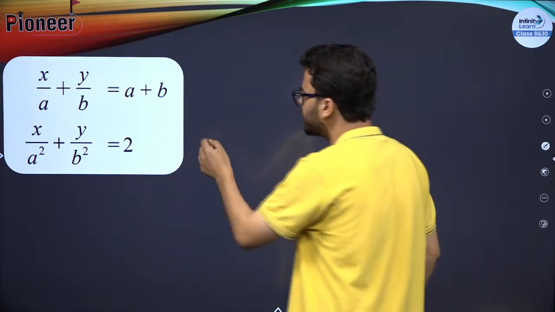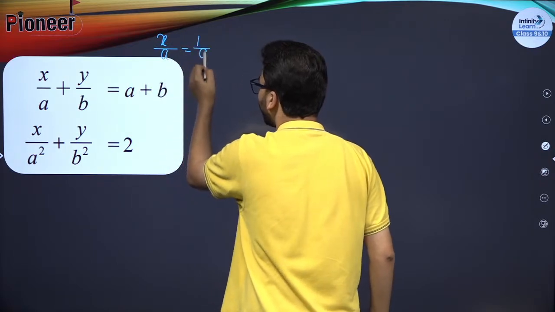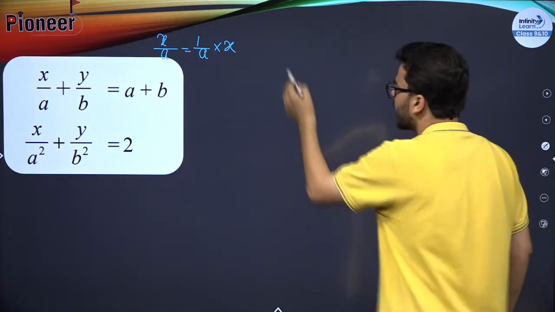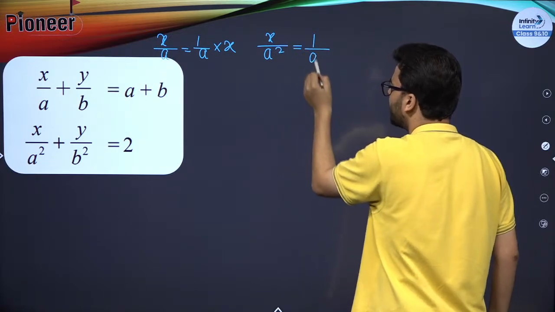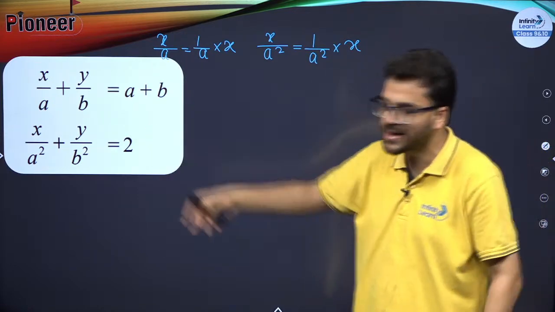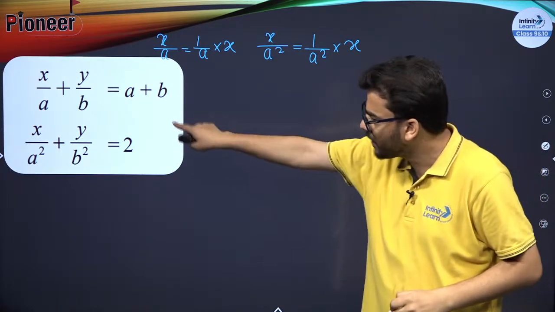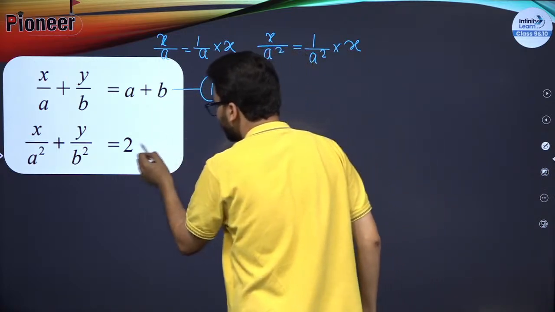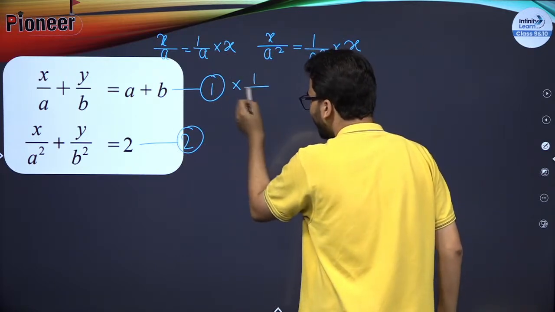You see, the coefficient of x is what over here? You see x by a, it means it is 1 by a into x. And in the second equation, the coefficient of x is x by a square. So I can say that the coefficient is 1 by a square in the second equation. So we want to make the coefficients of x same if we will eliminate the variable x over here. So can I multiply the first equation by 1 by a over here, guys? Suppose this is the first equation and this is the second equation. So I can multiply the first equation by 1 by a over here, right?